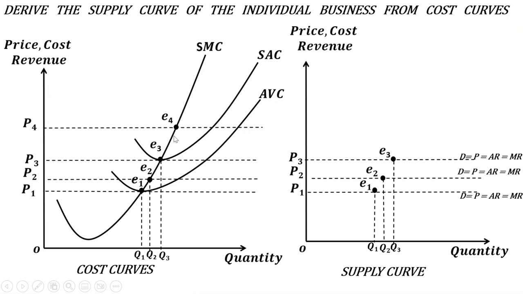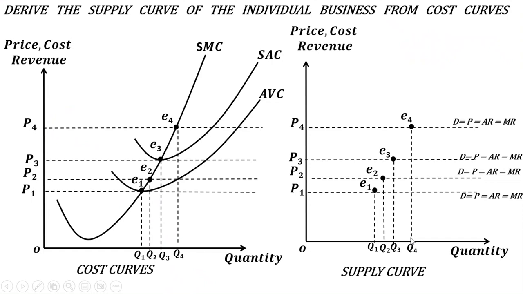There you can see at E4, the marginal cost curve intersects the average revenue curve. Point E4 lies above the average cost curve. Can you see there? E4 lies above the average cost curve. This implies that if the market price is above the average cost curve, the business will increase its production from Q3 to Q4. Now let's plot it there. Again, we plot it. Price is P4. We plot E4. So the output level of production increases from Q3 to Q4.